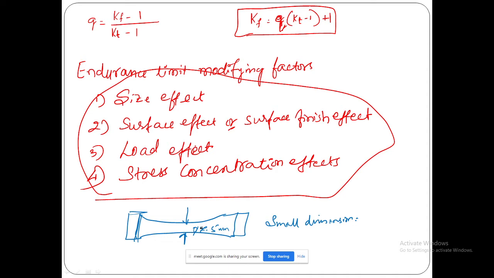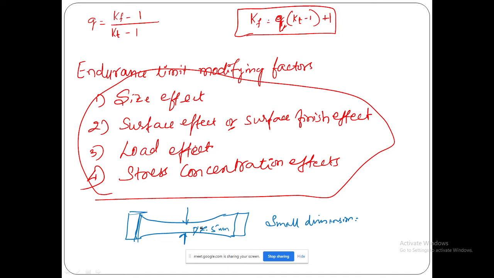Now in relation to that, if you consider the size of the component which has to be used in design to be of a very bigger size, then as the size increases, you may get some chances of fatigue failure. That is because the probability of defects inside the component may be more. It means the existence of blowholes, flaws, or any inner defects is more.